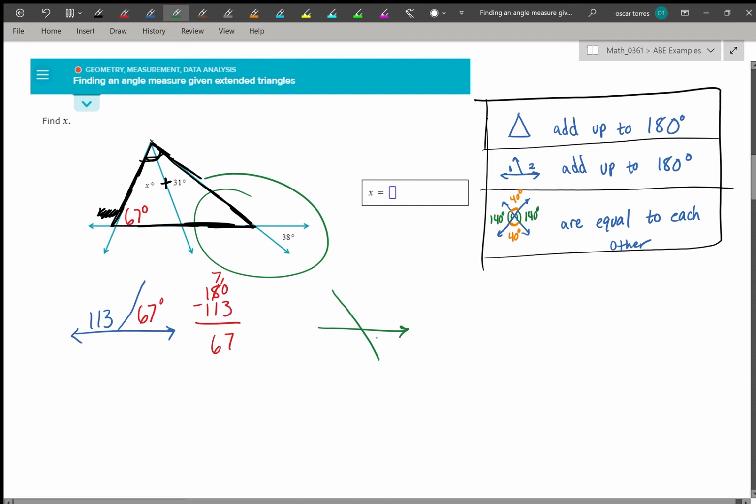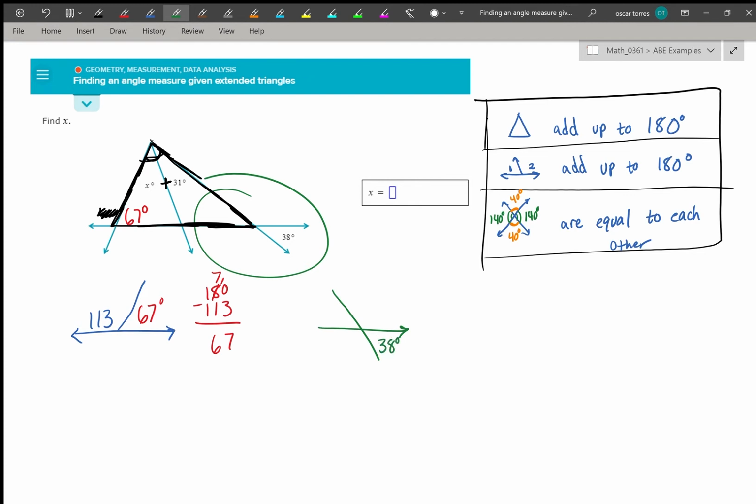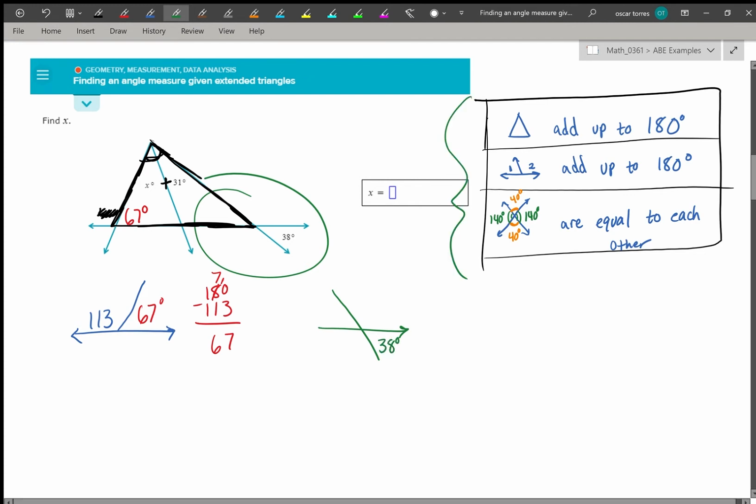There's a 38-degree angle on the bottom right. If we compare this to the ideas that I have off to the right, we'll notice that this 38 degrees has a vertical angle. It has an angle opposite to it. And that would be this angle right here. So we know that these two angles would be exactly the same. They have to be equal to each other.